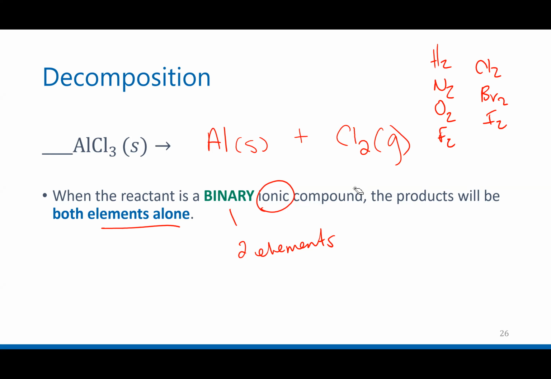The only thing left to do is to balance this. So I would put a 2 here and a 3 here to balance my chlorines. That means I have 6. And then I would put a 2 here to balance my aluminum. I went a little quick through the balancing part because we just did it, but make sure you know how to balance this. So again, I used 2 and 3 to get chlorine to be 6, and then I added the 2 for the aluminum.